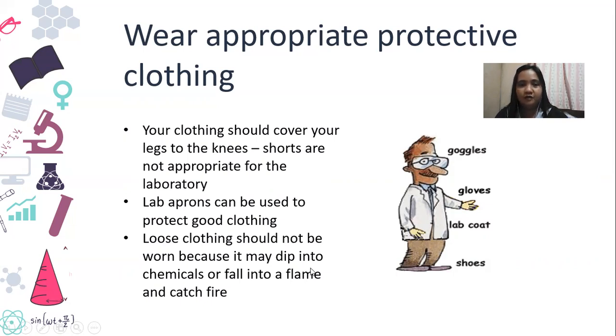And loose clothing should not be worn because it may dip into chemicals or fall into a flame and catch fire. So just make sure in our lab class, if you're wearing a laboratory gown and it has buttons, make sure that the buttons are really fastened up properly, not like you use it as a blazer, like doctors walking around. No, that is a laboratory gown, and its objective is to protect your clothing and you during the experiment. So make sure that you are wearing it properly.